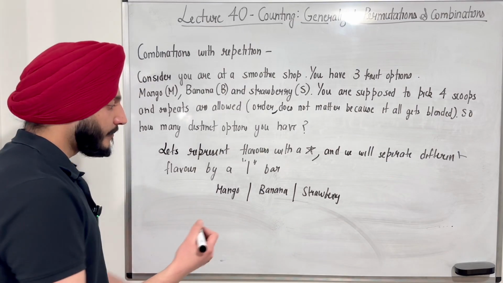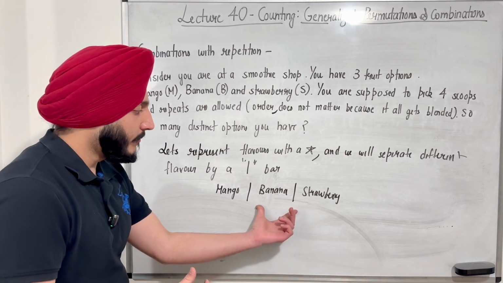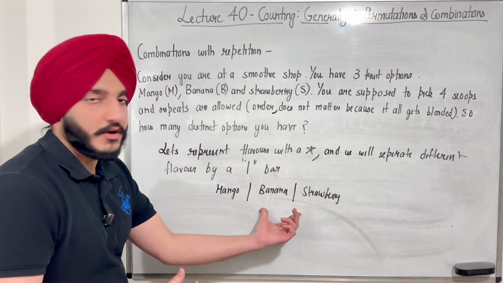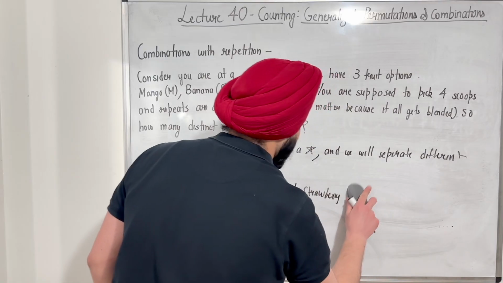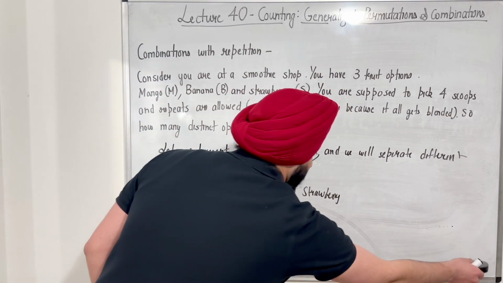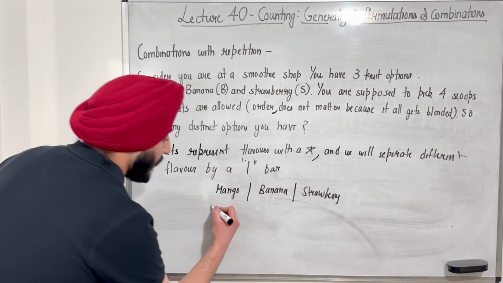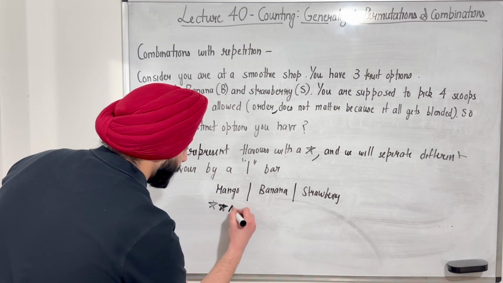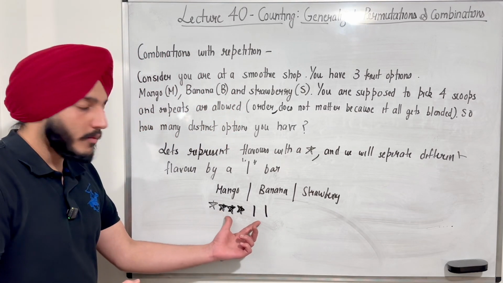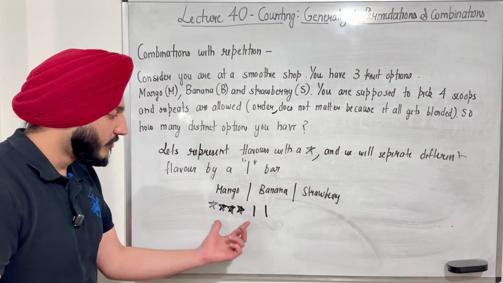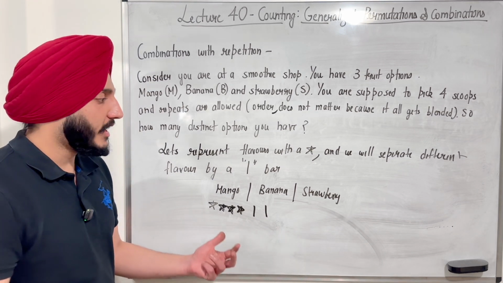Okay, so my idea is I have 3 distinct flavors and I need to divide them. For that, I need 2 different bars. I don't need bars at the front or at the back. Those are not needed. And what I'm trying to say is that if I need a smoothie with only 4 mangoes, then I can put 4 stars here and I can put 2 bars here. So this sequence would mean I need a smoothie with 4 mangoes and no bananas and no strawberries, right? I hope that makes sense.